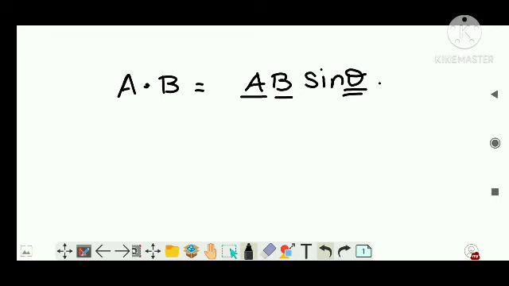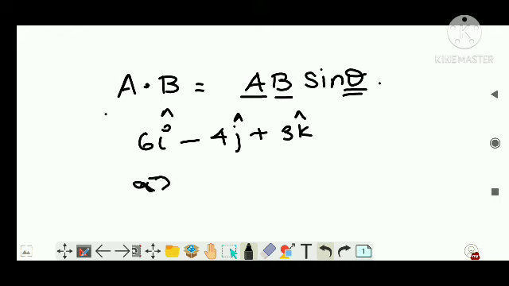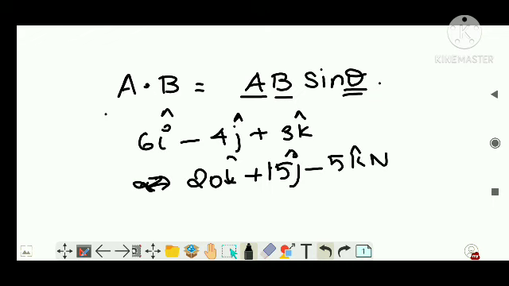So suppose the question is like this. I will give you a numerical problem, and try to do it so that it will be very easy for you. Suppose you are given one vector as 6i minus 4j cap. These are all unit vectors, so don't forget to write the cap, 3 k cap. And there is another vector that is 20i cap plus 15j cap minus 5k cap Newton.